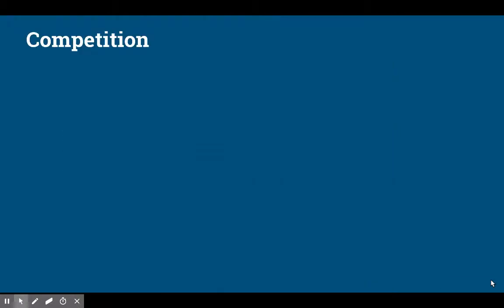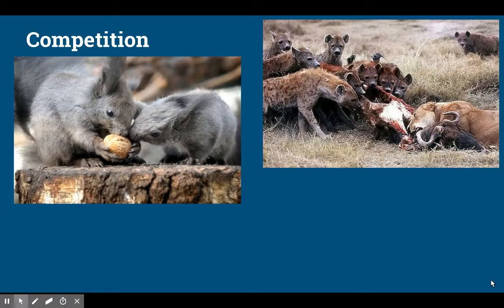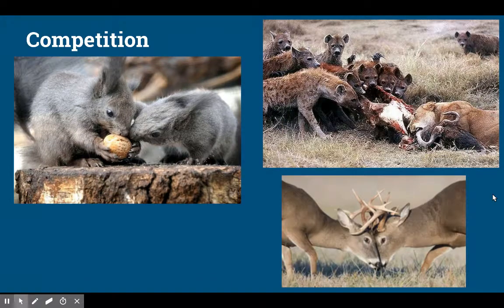We're going to start off with competition. That one's pretty easy. It can usually happen, again, between members of the same species. In this case, the squirrel or the hyena is fighting over food. But we also see competition with another species in this picture where you have a lion as well. Another example of competition would be two members of the same species, in this case, the male deer fighting over one female.